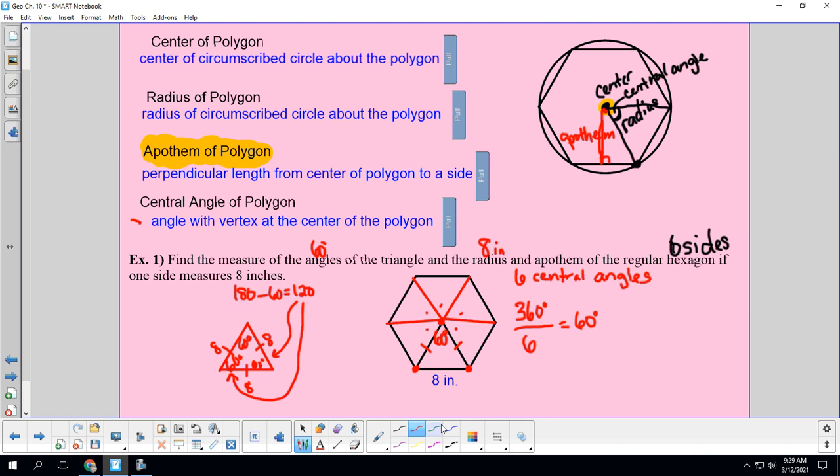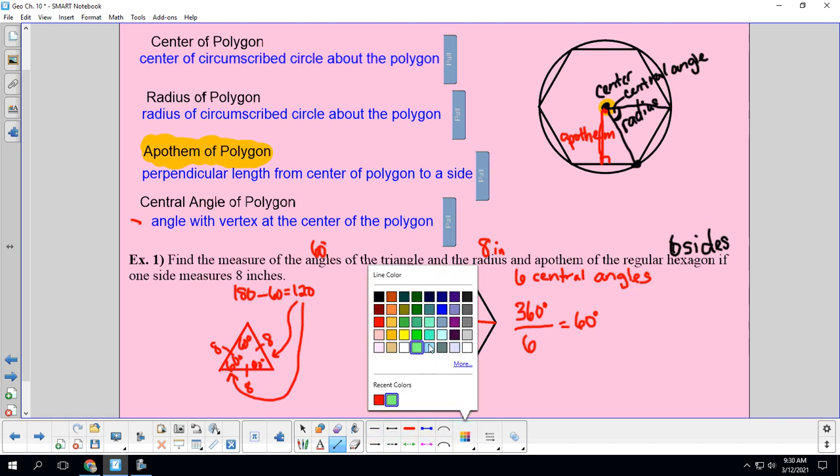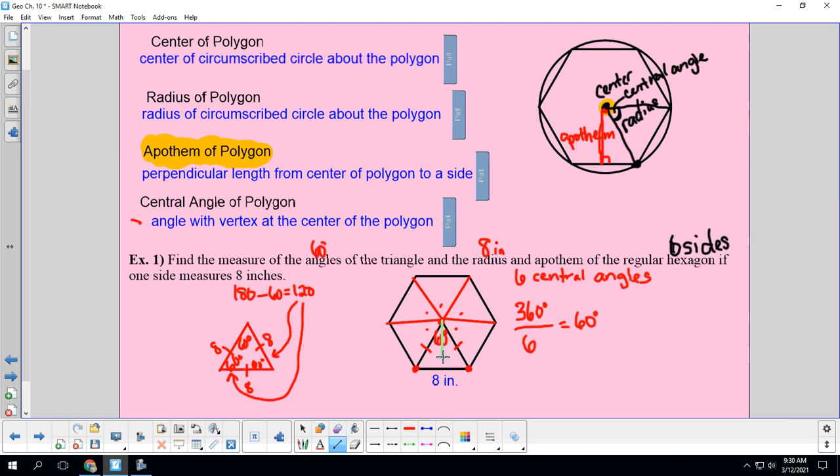Now we have to tackle the apothem. The apothem is that distance from the center perpendicular to the side. So essentially what it does is it cuts this triangle in half. So we're going to draw this little triangle out, and then separate it so we can see it and not get too busy. Okay, so let's take this triangle here. It is half of this triangle.